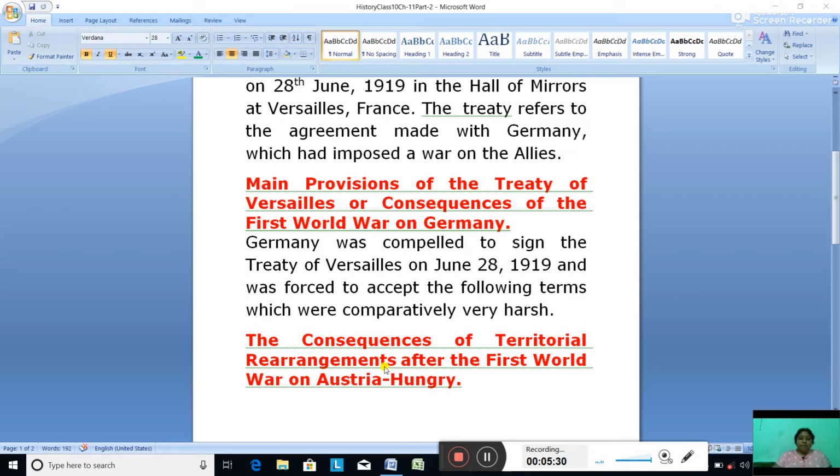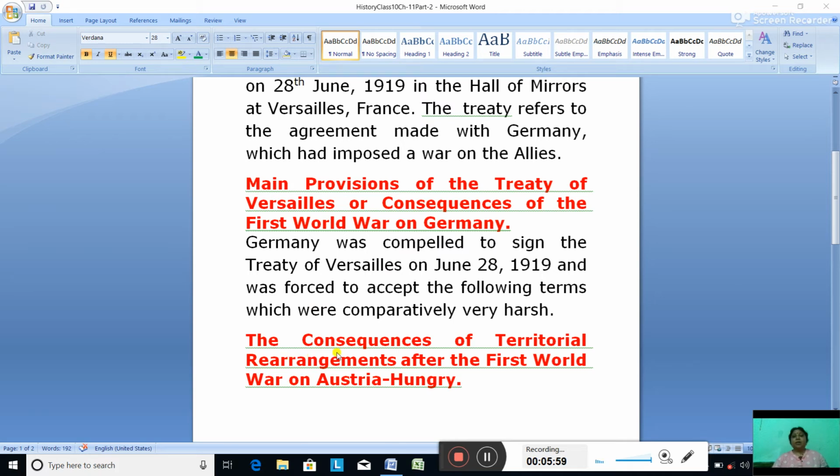Germany had to accept the war guilt and she was compelled to pay a heavy sum of war indemnity to the Allies. The total amount of war indemnity which she was supposed to pay was $33 billion. Thus, the Treaty of Versailles was a harsh and humiliating treaty.